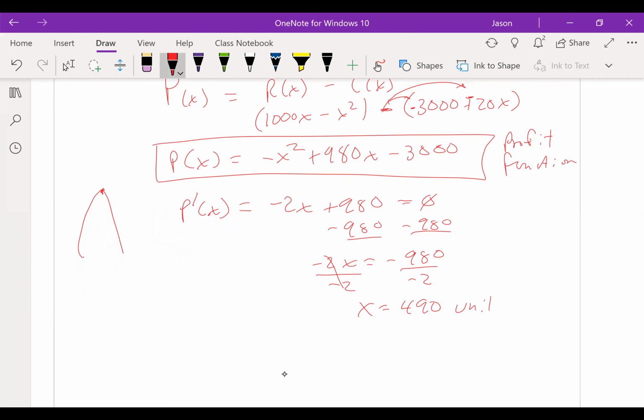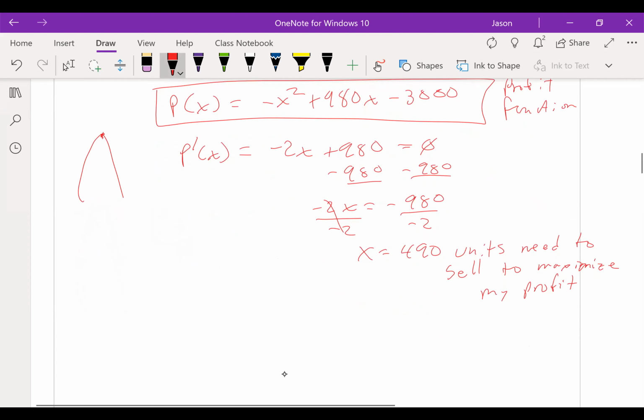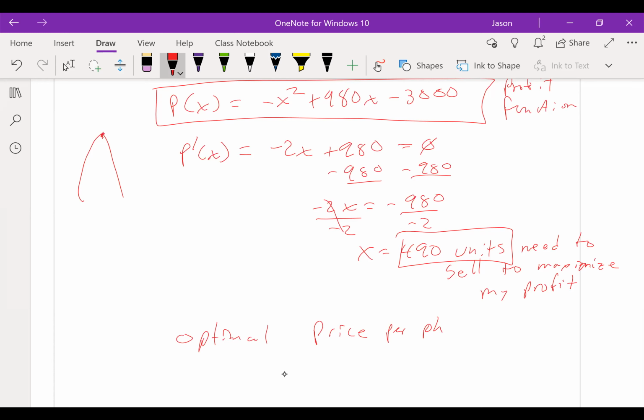That's the number of units that I need to sell to maximize my profit. Okay, so 490 units to maximize my profit. What's the price per phone? Okay, we'll say this is the optimal price per phone. Well, that's 1,000 minus 490, which is $510. So optimal price per phone is $510.